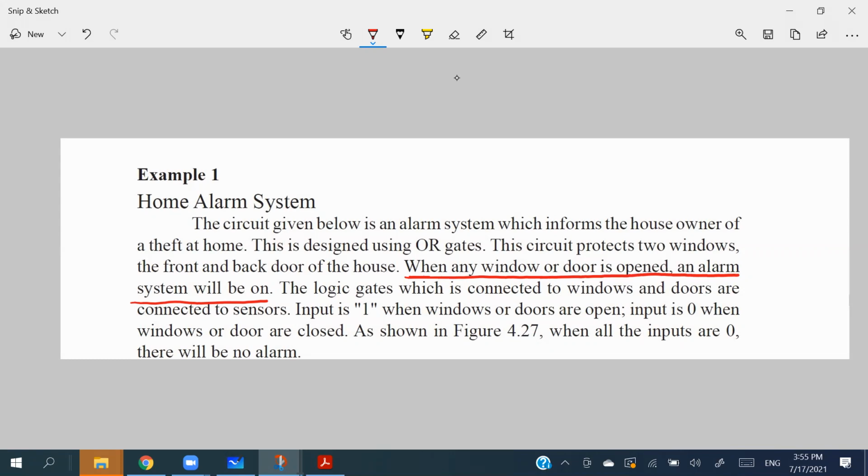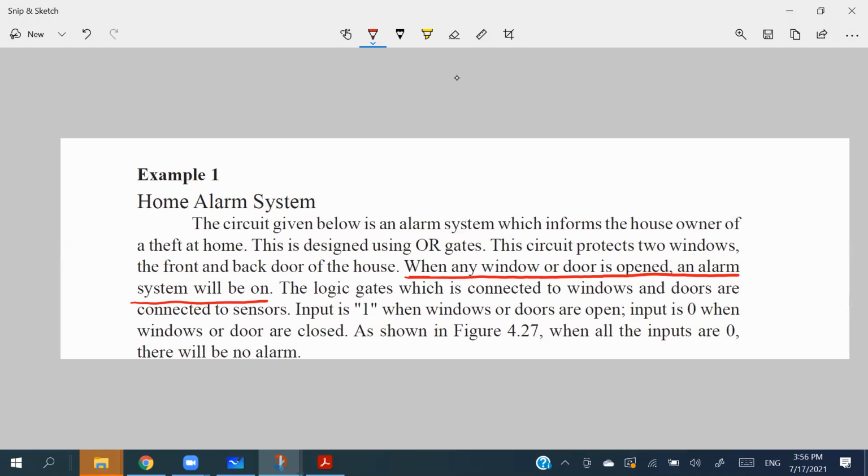So every door and window, right? All 2 doors and 2 windows should be shut, or closed, so as not to trigger the alarm. If any window is open or any door is open, the alarm is going to be triggered, right? And in these kinds of scenarios, you will be given the states of these inputs. So they say the logic gates are connected to the window and door sensors.